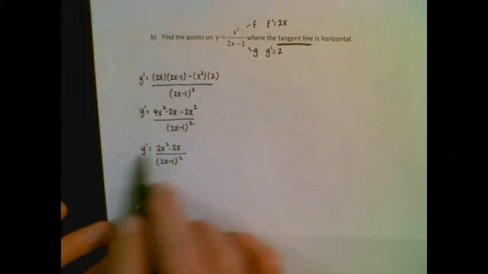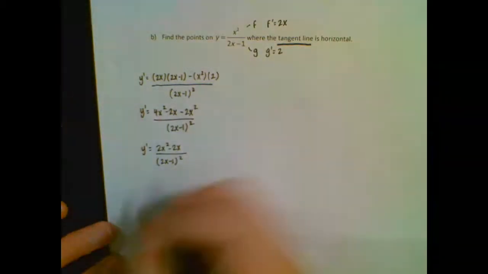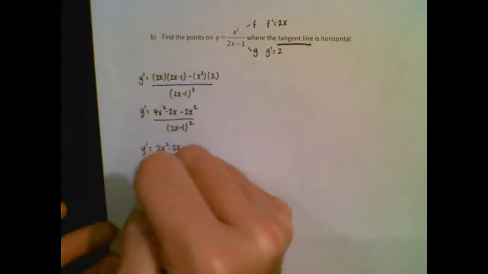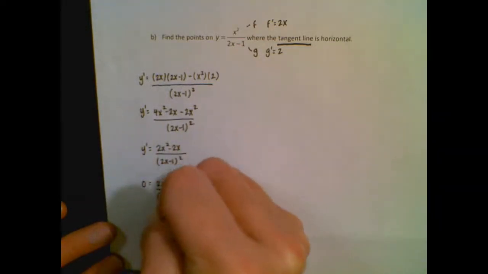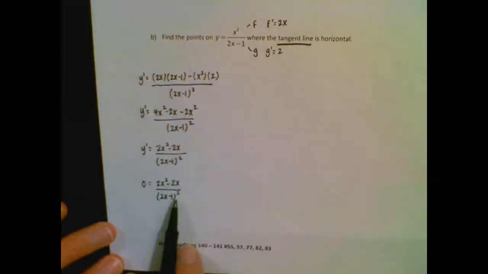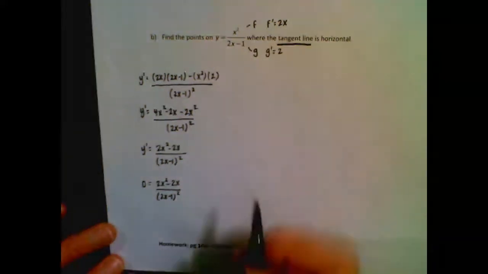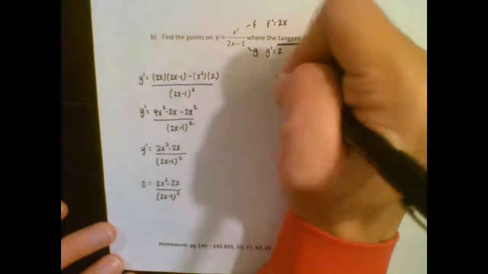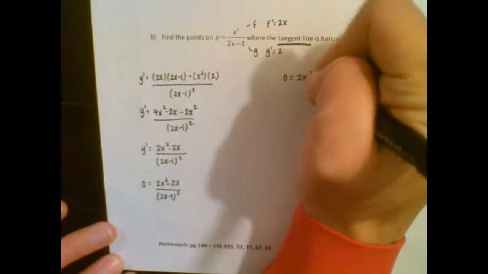So again, I'm looking for the places where this is going to be equal to 0. So I'm going to go ahead and set that equal to 0. 0 is equal to 2x squared minus 2x, all divided by 2x minus 1 squared. When you multiply each side by the 2x minus 1 squared, that quantity actually ends up canceling out. So what we are left with is just setting 0 equal to 2x squared minus 2x.